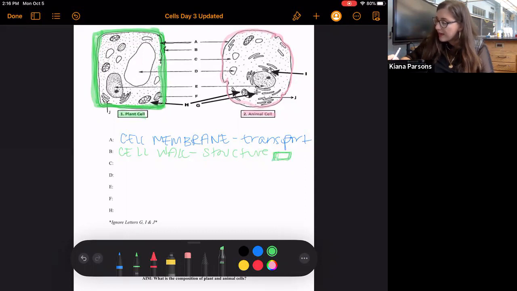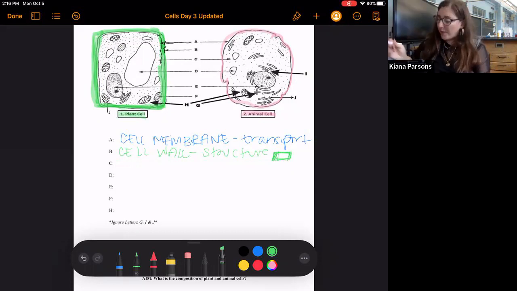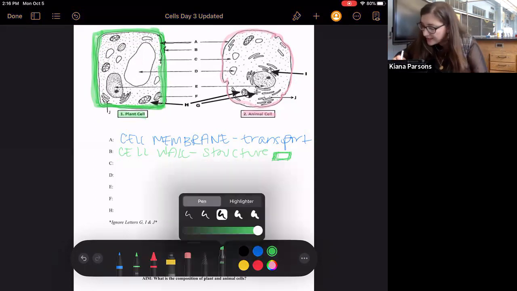And again, that organelle, the cell wall, is only in plant cells. So if you see a rectangular shaped cell, like when we were looking under the microscope at the onion cell and they looked rectangular, that is a plant cell. All right, so let's look at letter C.